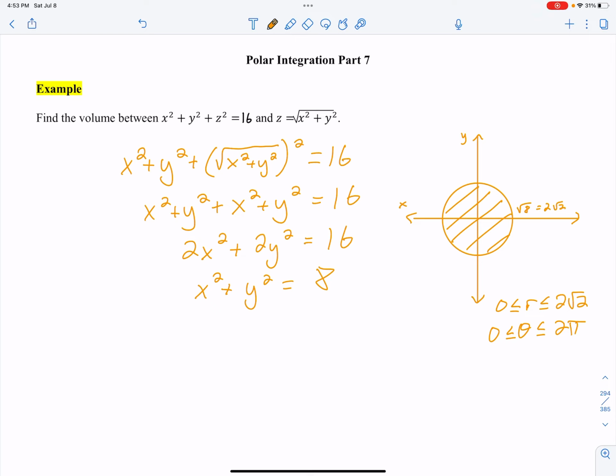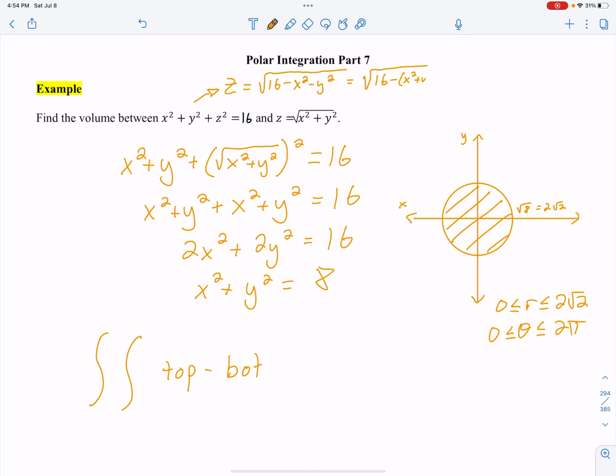The problem is, remember, in our integral we're going to have top minus bottom. I need to determine which one is top and which one is bottom. First I need to get functions of z. The second one I'm good, but this one is going to be z, and they want volume between, so this is going to be above. It's going to be z equals the square root of 16 minus x squared minus y squared. We could even make that into polar, so this is equal to the square root of 16 minus r squared. This other one is going to be z equals the square root of r squared, which is just r.